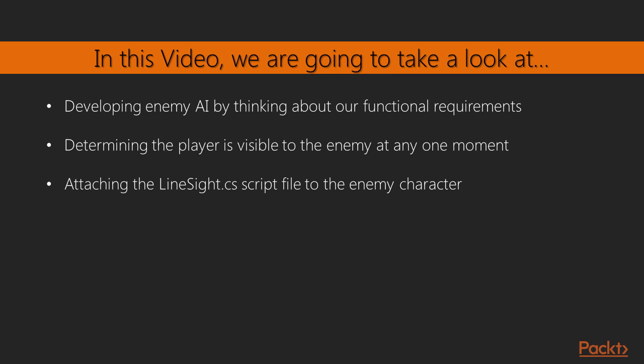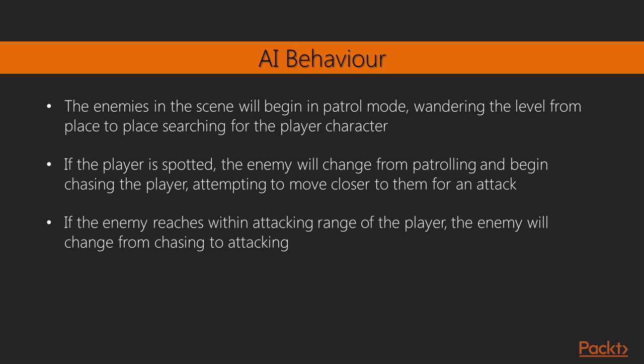In this video we'll start developing enemy AI by thinking about our functional requirements. The enemies in the scene will begin in patrol mode, wandering the level from place to place searching for the player character. If the player is spotted, the enemy will change from patrolling and begin chasing the player, attempting to move closer to them for an attack.